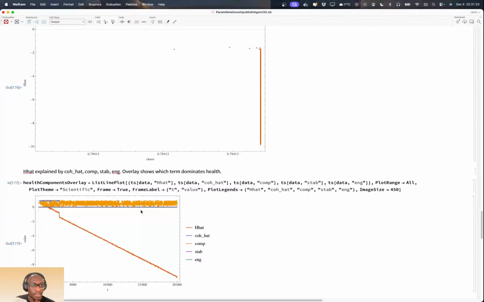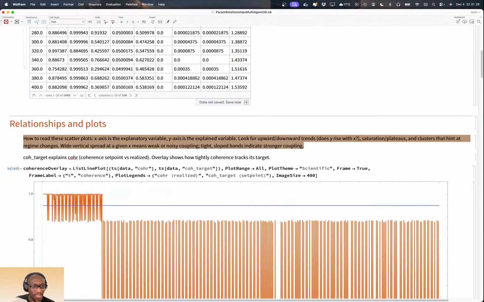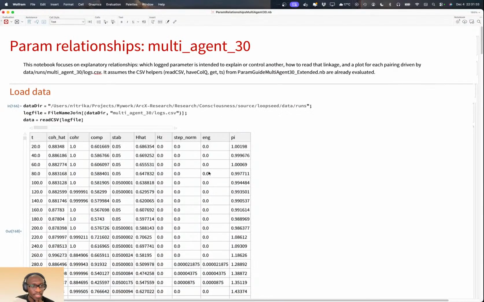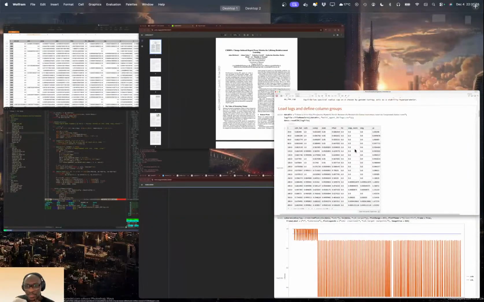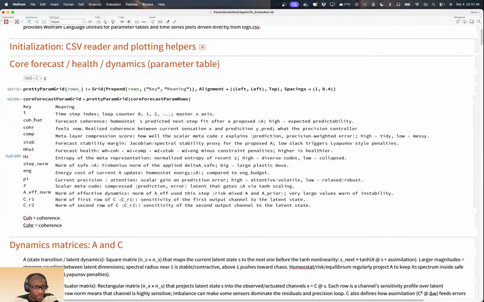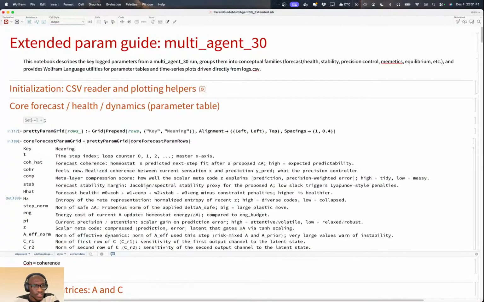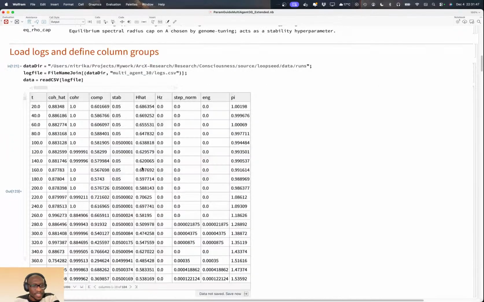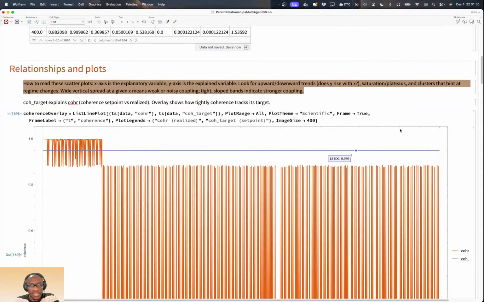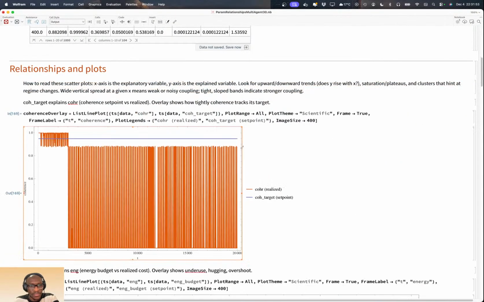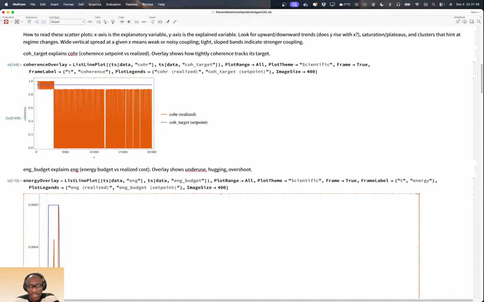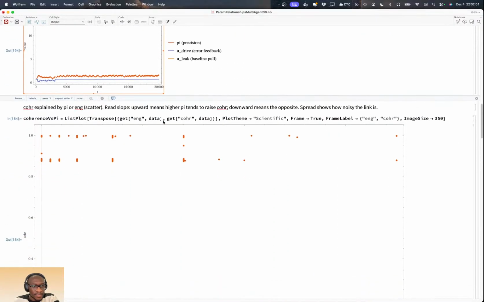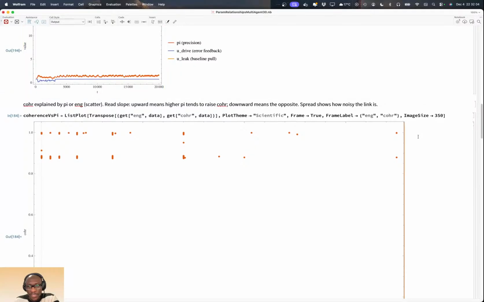Let me just make sure we have all the parameters discussed. So we've talked about all this. If you see coherence, think about what the current coherence is, and then relationships. Relationships is also here. We can also go through the relationships and relate how they work.